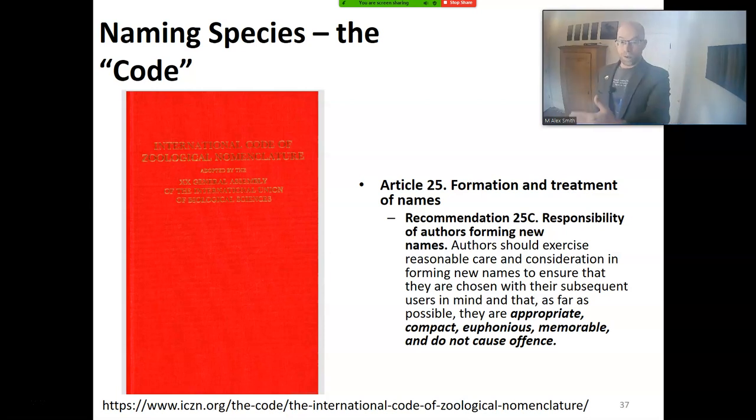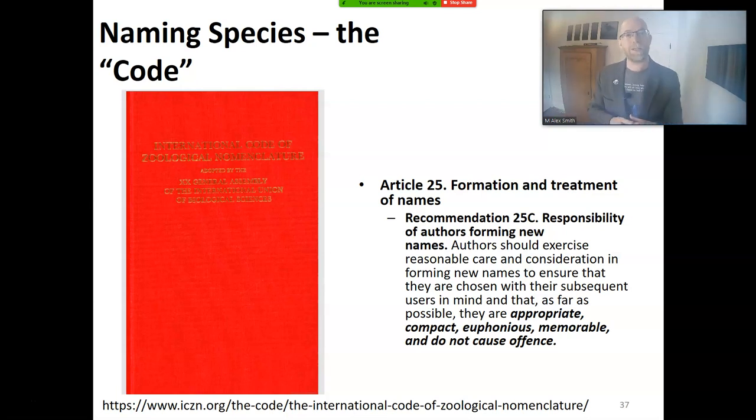There are specific rules in this 400 to 700 page version of the code, and one of them is that the authors have responsibility. It's strongly suggested that they don't do the distasteful and selfish thing of naming something after themselves, although that isn't actually a rule. It's just a best practice that's followed. And that authors should exercise care and consideration in forming new names to ensure they are chosen with subsequent users in mind, and as far as possible are appropriate, compact, euphonious, memorable, and do not cause offense.